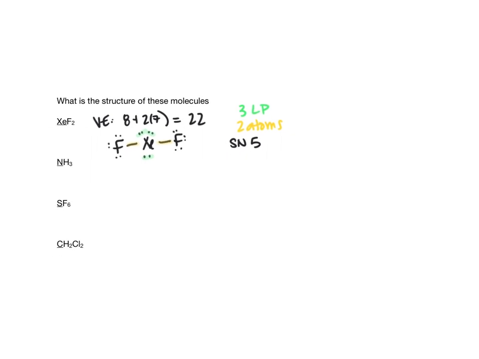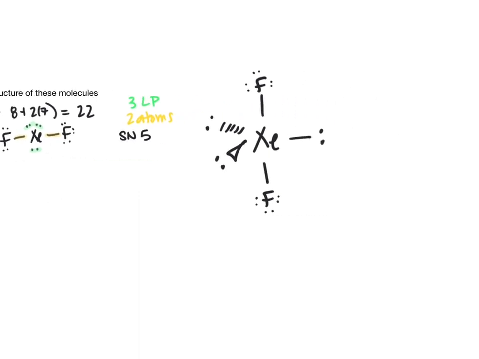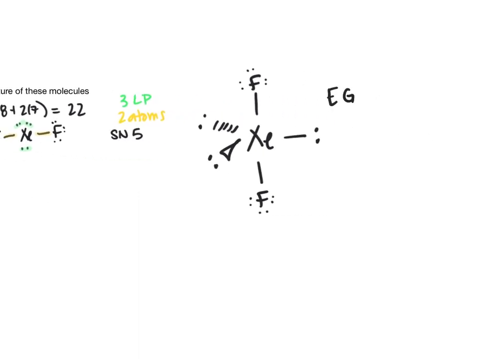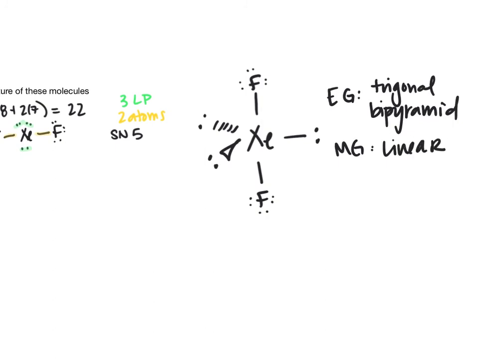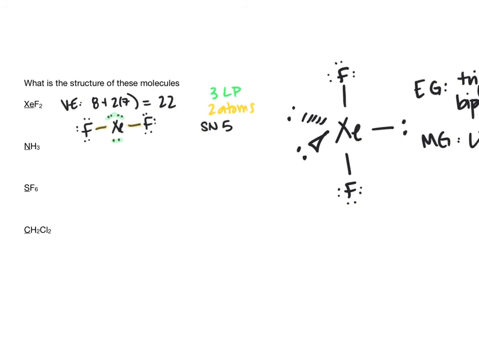So we know this places Xe in the center, and it's going to look something like this. From here, we can put our fluorine atoms on the axial positions with their lone pairs, and then we're going to have our 3 lone pairs around the center. So the electron geometry in this case is trigonal bipyramid, and the molecular geometry is linear. We started by determining the Lewis dot structure and went accordingly.